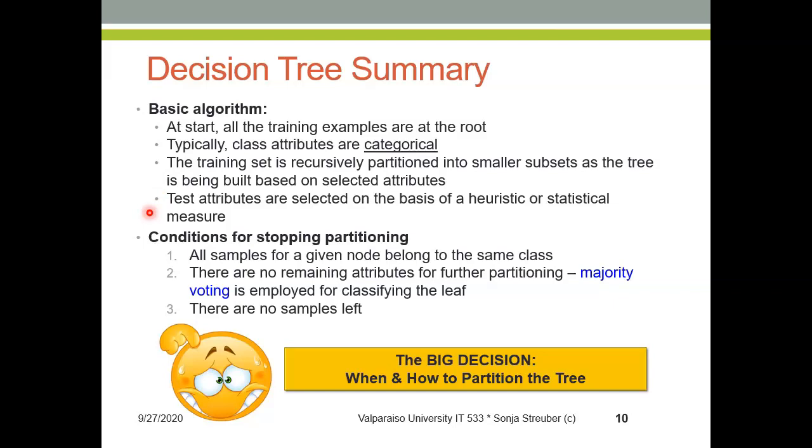So when do we stop partitioning? We stop when all the samples for a given node belong to the same class, or when there are no remaining attributes for further partitioning. In that case, we need to employ majority voting for classifying the leaf, or if there are no samples left. So really the big decision that we have to make in a decision tree is which attribute to pick as the split point for our next tree branch.